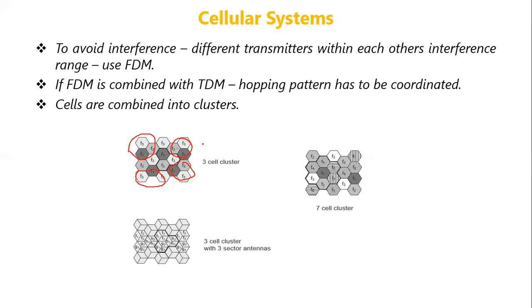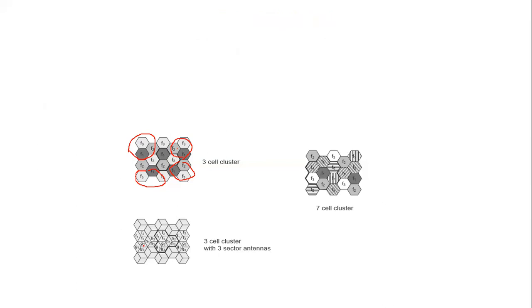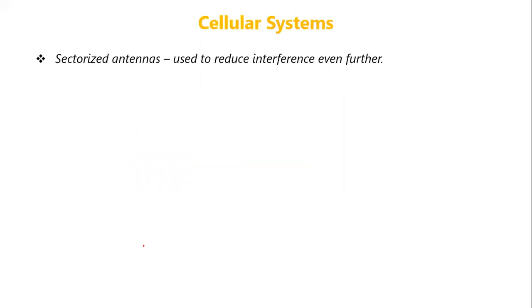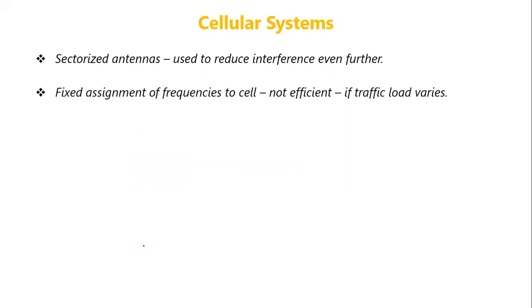The transmission power of the sender has to be limited to avoid interference with the next cell using the same frequency. And to reduce the interference further, you can use something called a sectorized antenna, which is shown in this diagram. So this is how interference can be reduced, either by clustering or by using sectorized antennas, which reduce interference even further.